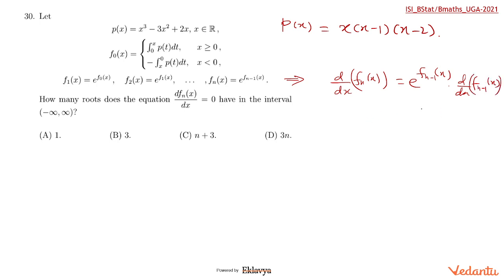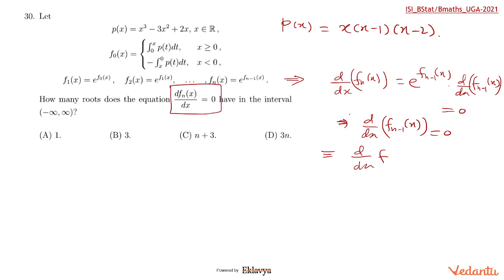So this equal to 0 implies, as e raised power fn minus 1x, e raised power मतलब एक्सपोनेंशियल का भी नेगेटिव नहीं होता, 0 नहीं होता. So it means d by dx of fn minus 1x equal to 0, इसके सॉल्यूशन. And similarly यहाँ से कह सकते हैं कि this is same as checking the derivative of fn minus 1x, because this equation leads to finally this. राइट, तो फिर इसमें फिर आप n की जगह n minus 1 और रख दो, तो n minus 2x आ जाएगा, and so on.